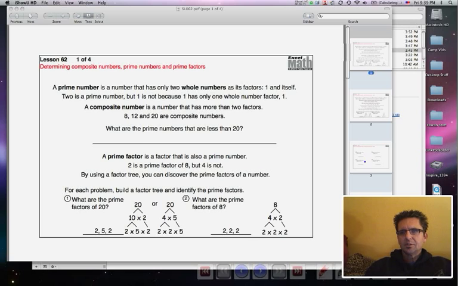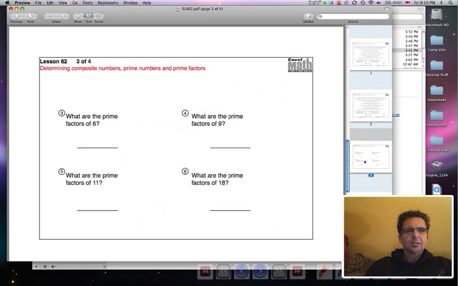Alright, now let's take a look at the next page here, at least on mine. Now they're asking you for the prime factors of 6 for number 3. Why don't you try that problem and then turn the video back on to see if you got it right.